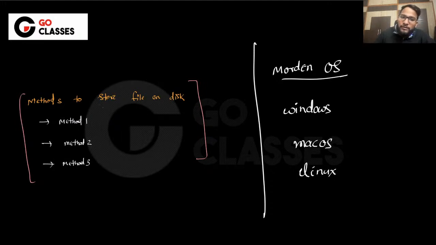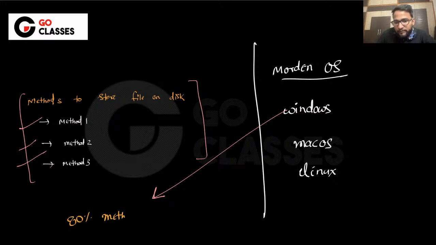So I will tell you some generic methods, and once these methods are completed, I will tell you that, okay, Windows is using method 1. Since these are very advanced technologies, they might be using a hybrid. So I will say that Windows is using, let me say, 80% ideas from method 1, 10% ideas from method 2, and 10% ideas from method 3, something like that.